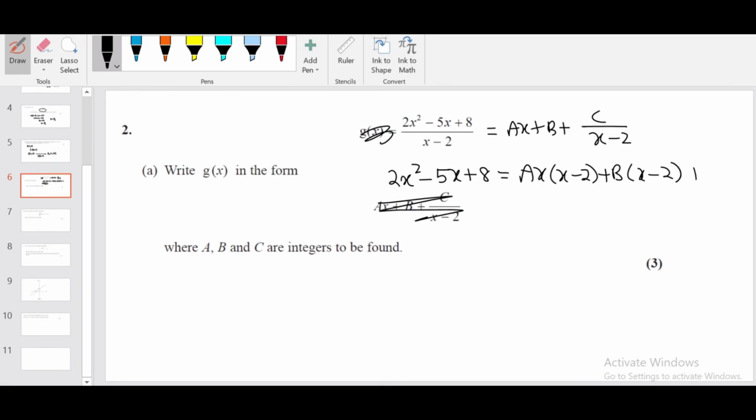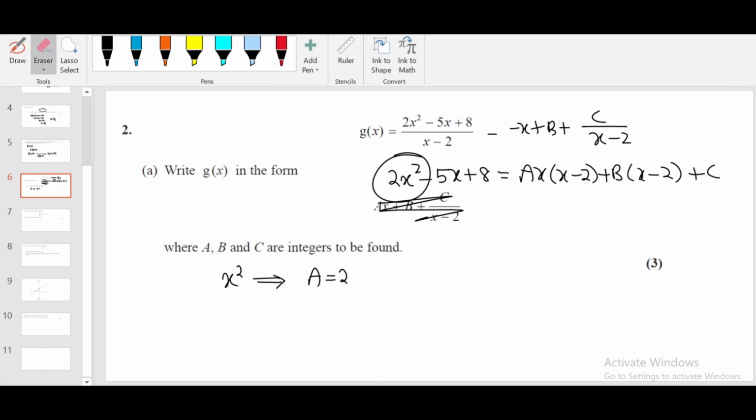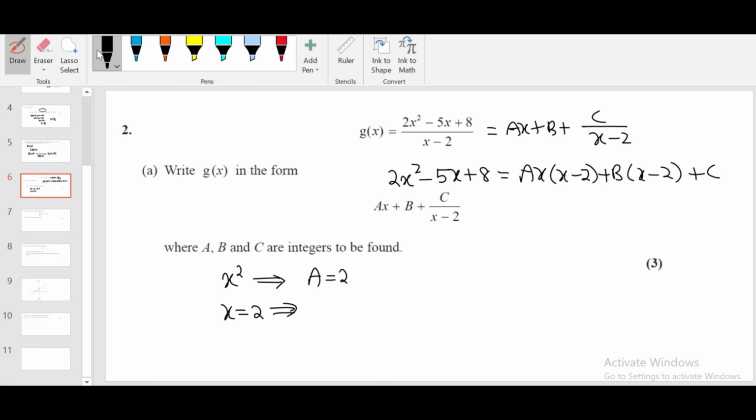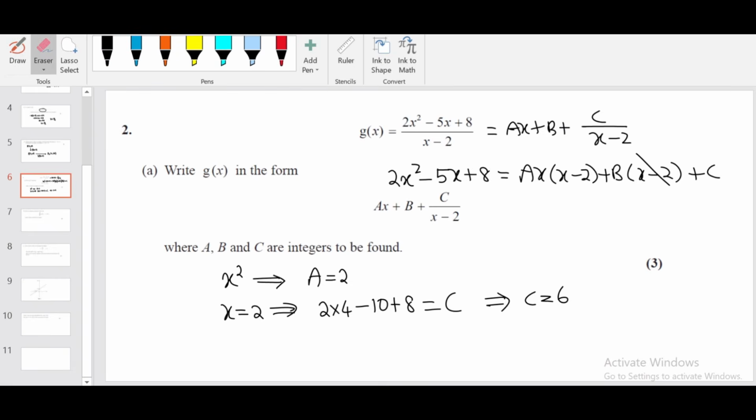Now compare the coefficient of x squared on both sides. You have 2 here. When you multiply, you'll get a is equal to 2. And then replace x by 2 on both sides of the equation. 2 times x squared minus 5 times x plus 8 is equal to, this becomes 0, this becomes 0, you'll get c. This is basically 16 minus 10, you will get c is equal to 6. We got c.